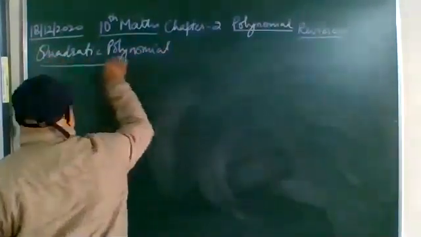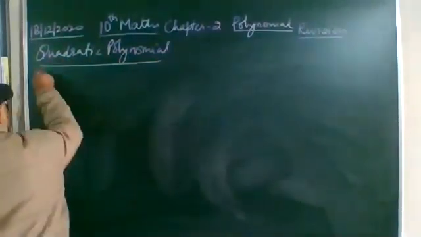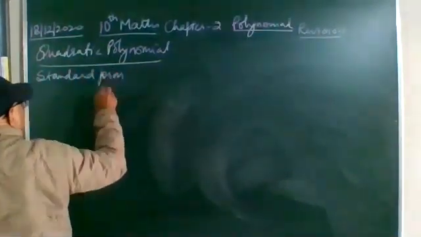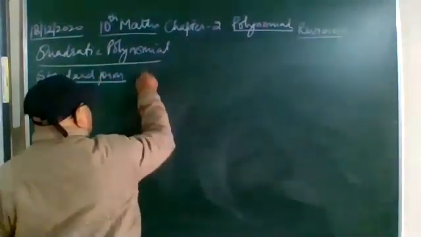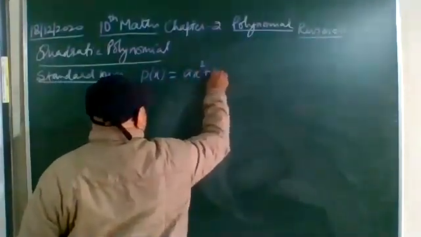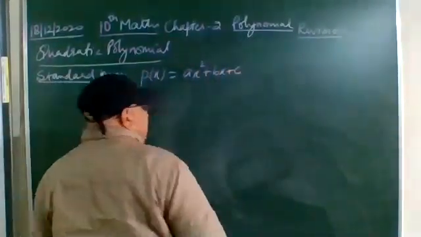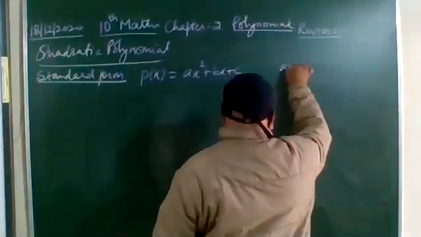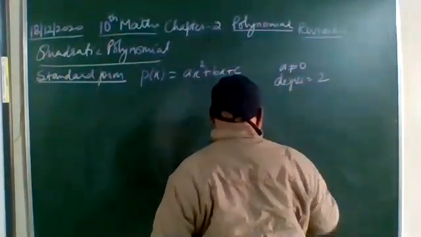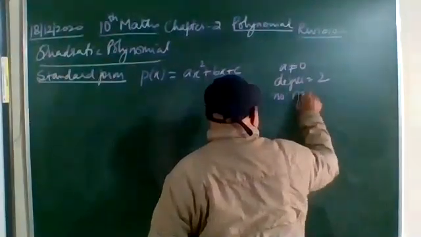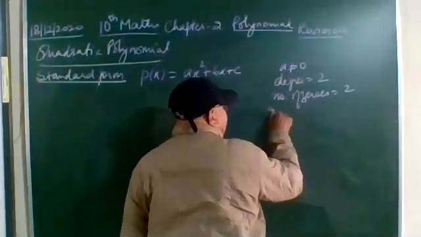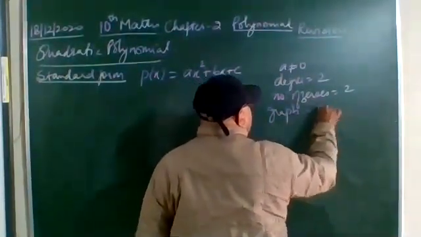Now what is a quadratic polynomial? Standard form of a quadratic polynomial: p(x) equal to ax square plus bx plus c. Here a is not equal to 0. Degree is 2. Number of zeros is 2. Graph is a parabola.